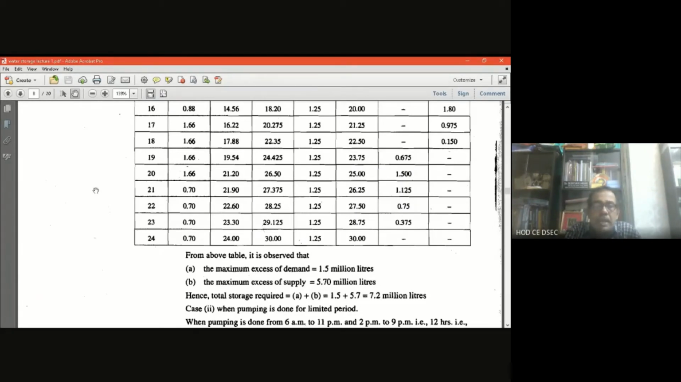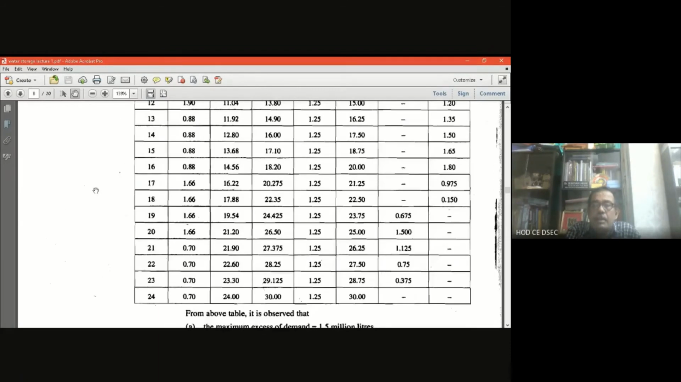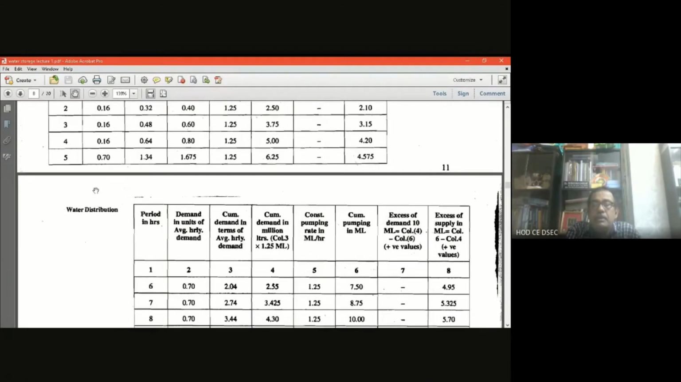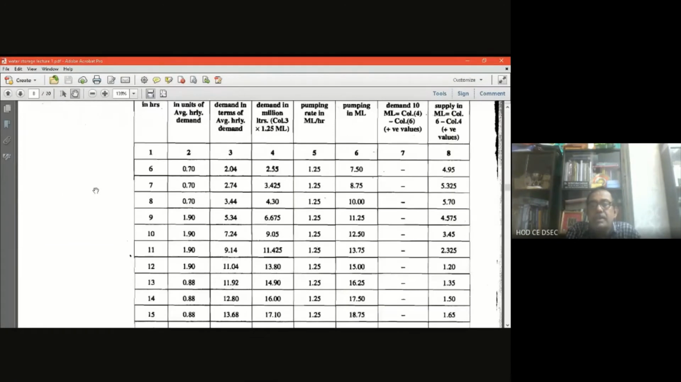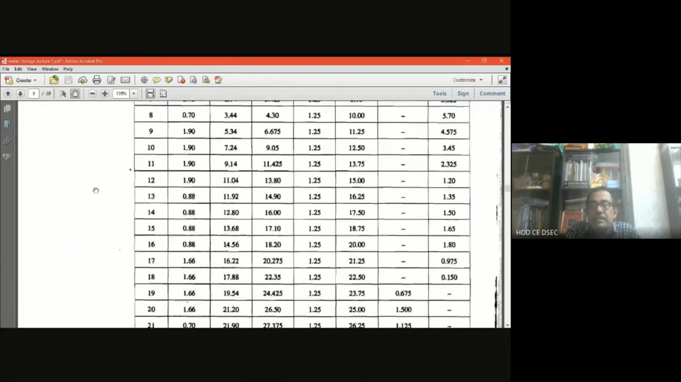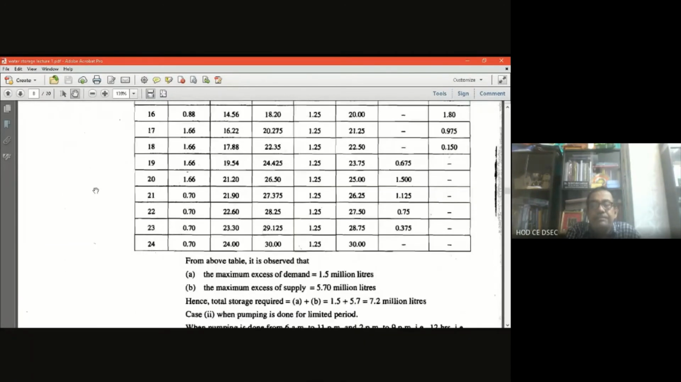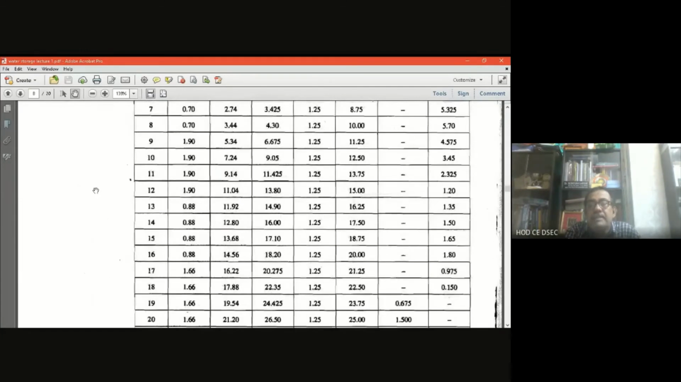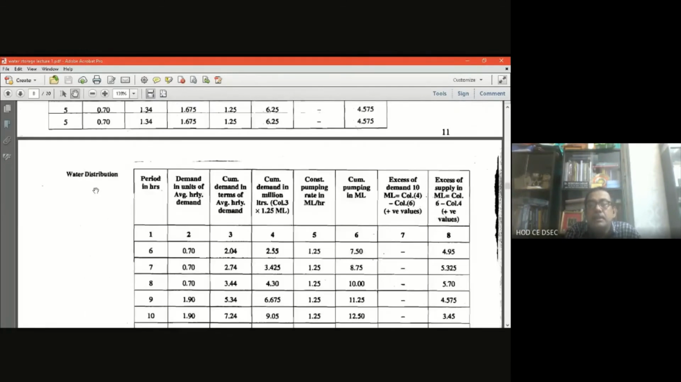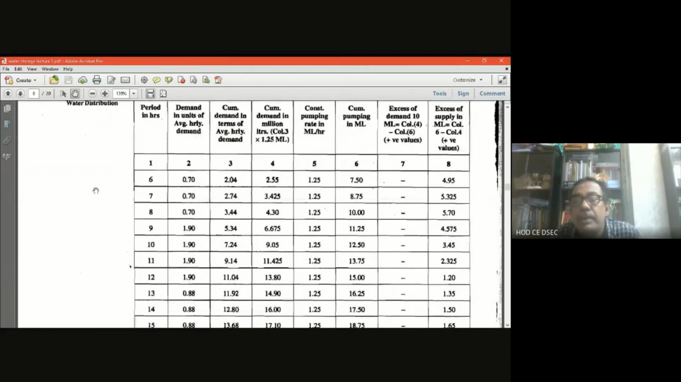Then if you look at the maximum excess supply in column number 8, what we will see is that the maximum excess supply is 5.7, corresponding to the 8th hour period. It is shown that the maximum excess supply is 5.7.